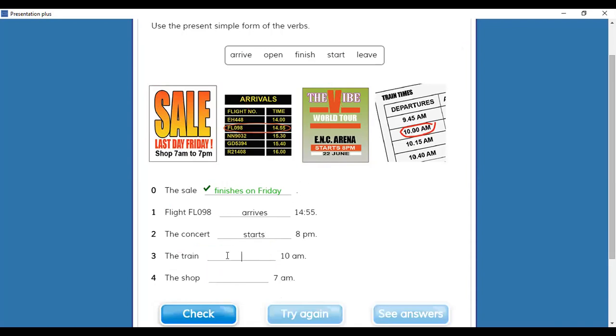What about the next one? Leave. The train leaves. Yes, the train leaves. So we have to add another S here. Because it's departure, and departure is when the train or the airplane leaves. The opposite of departure is arrivals. Las llegadas y las salidas. Arrivals, las llegadas, and departures, las salidas. And the shop? Open. The shop opens.